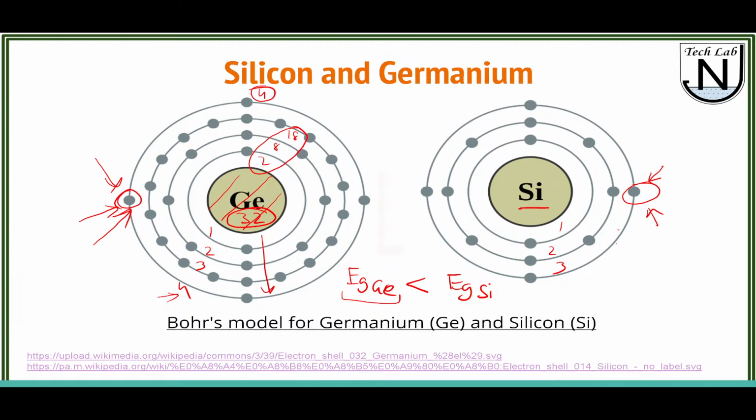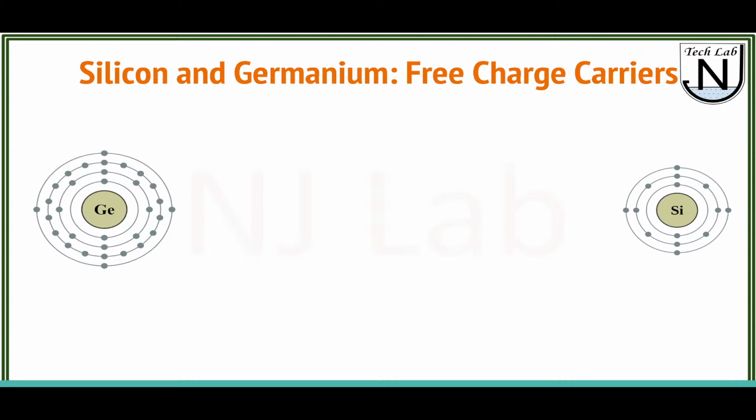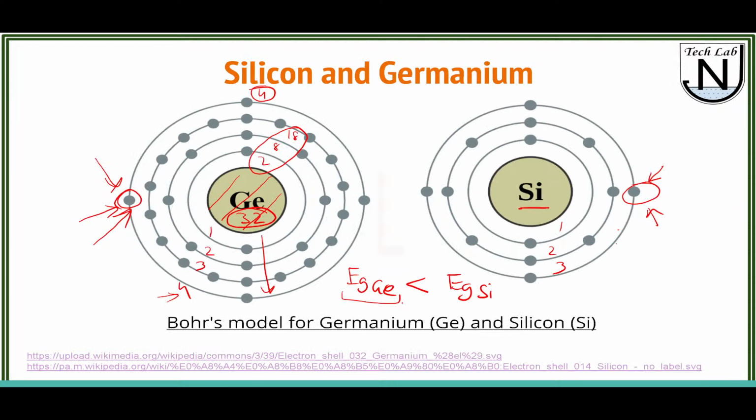So similarly, since the energy gap of germanium is less in comparison to silicon, now you can imagine that if we talk about room temperature, or if we just increase the temperature, then what happens? Due to the increase in temperature, due to the heat energy, these electrons get the energy and the outermost electrons get detached, right?